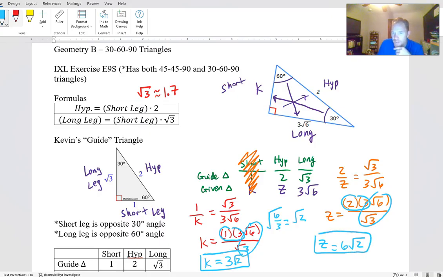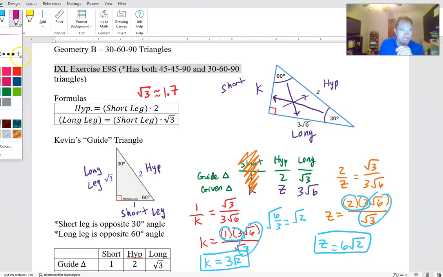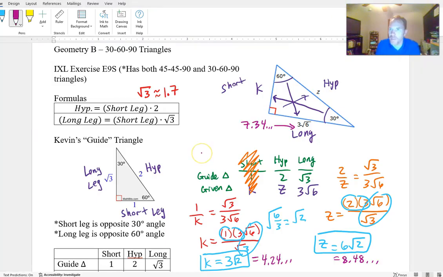Only other thing I'm going to do here is check all of these. I'm going to get estimates on the calculator to make sure that the short leg is really the shortest and the hypotenuse is really the longest. Okay, so I did this on the calculator off screen, but K as the short leg is about 4.24 something. The long leg, 3 square root of 6, is 7.34 something. So K as the short leg is smaller than the long leg. That checks out. And the hypotenuse Z is over 8, which also checks out because the hypotenuse should be the biggest side. So 8 point whatever is the biggest there. So everything's reasonable. But yeah, that's a little tricky one there.